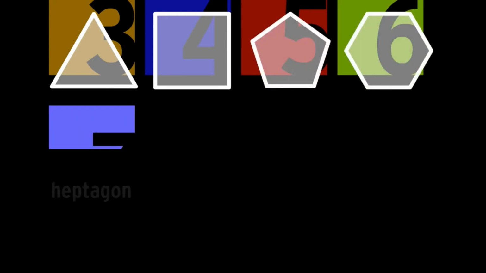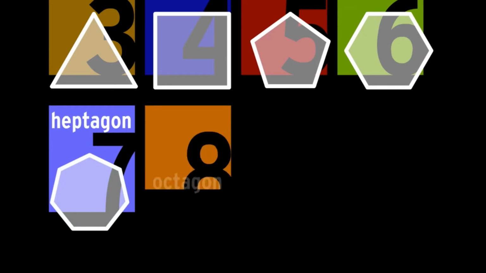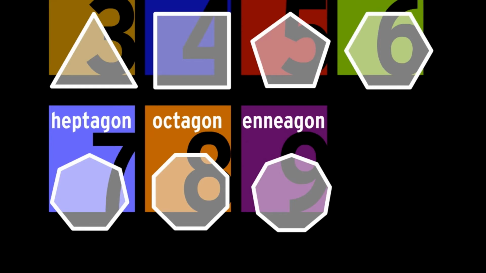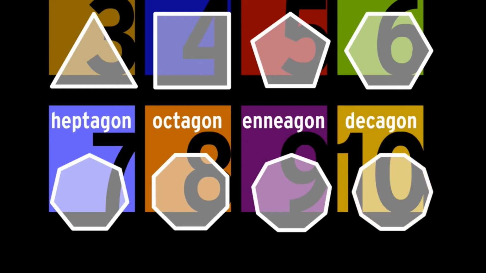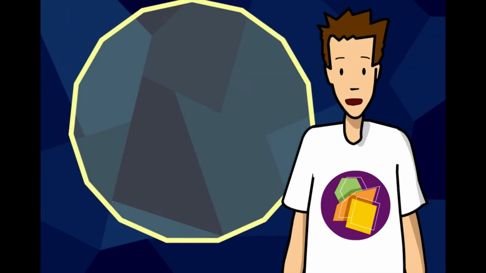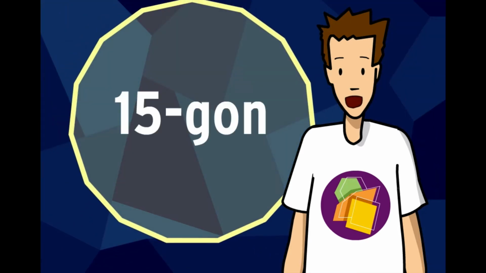This is a trigon, also known as a triangle. A tetragon is another name for a quadrilateral, a 4-sided polygon. This is a pentagon with 5 sides. A hexagon has 6 sides. Heptagons have 7. An octagon has 8 sides. And an aegon is a polygon with 9 sides. This is a decagon, a 10-sided polygon. Polygons with more than 10 sides have names too, but for simplicity's sake, you'll often hear them referred to by their number, like a 15-gon or a 23-gon.